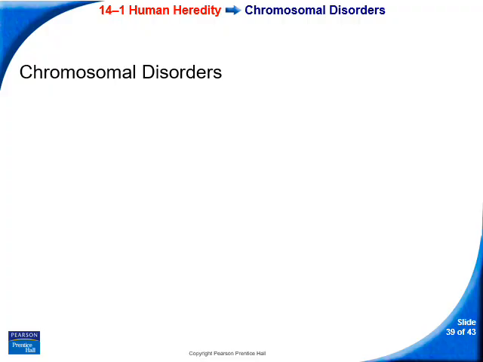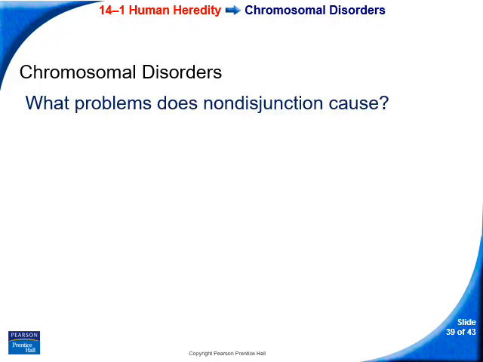So let's take a look at chromosomal disorders. Disorders that are brought about by chromosomes. What problems could that be? Well, sometimes when cells divide and undergo meiosis, there are problems with how the chromosomes behave in meiosis, and it will cause what you call non-disjunction.